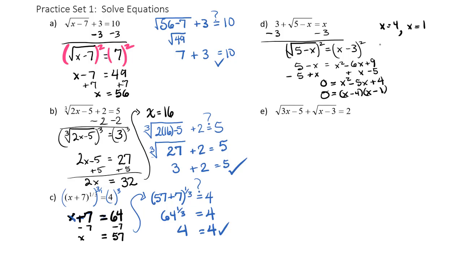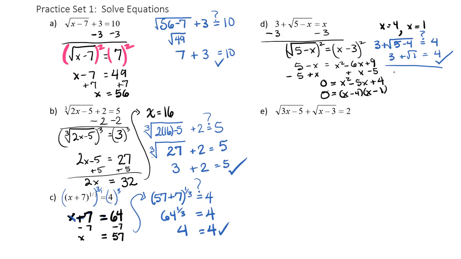If I substitute 4 in, I will have 3 plus the square root of 5 minus 4 equals 4. Let's see if that works. 5 minus 4 is 1, so I'll have 3 plus the square root of 1 equals 4. That one works. That is correct. Now let's try the other one.